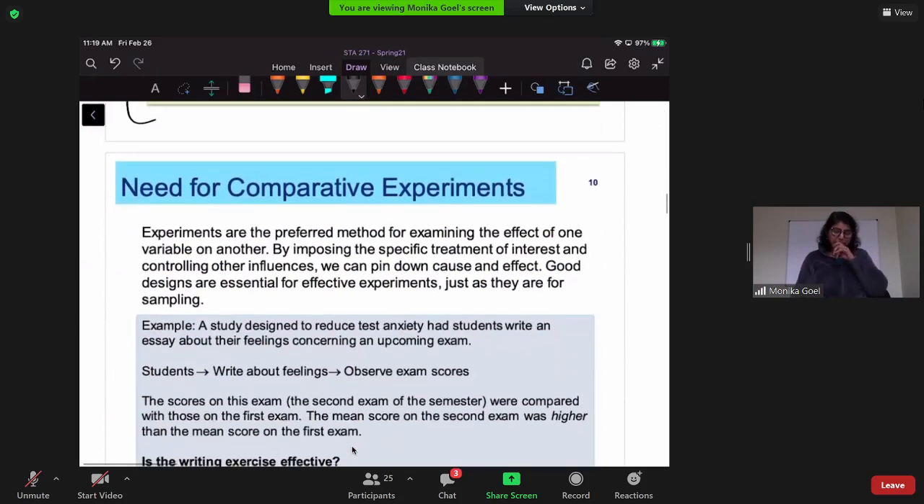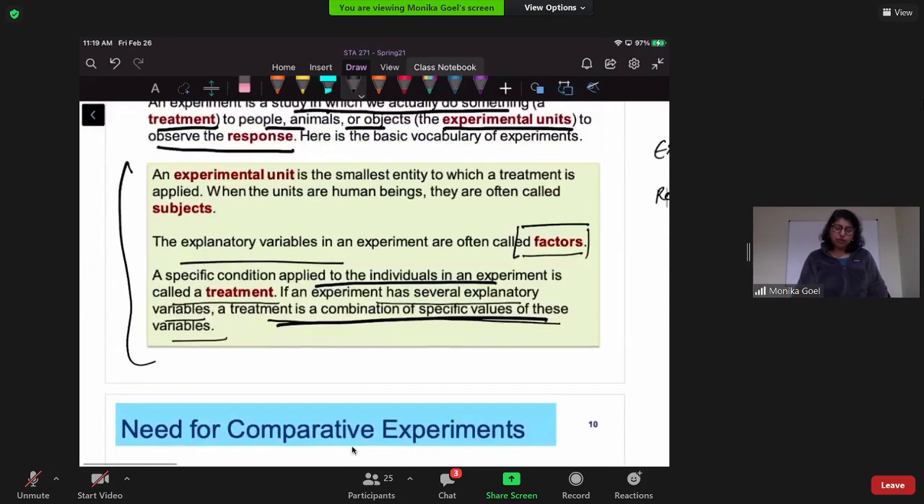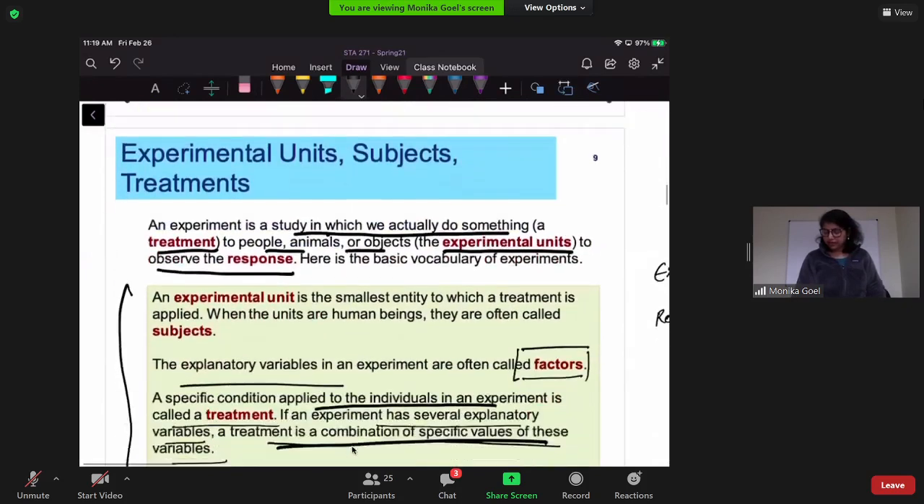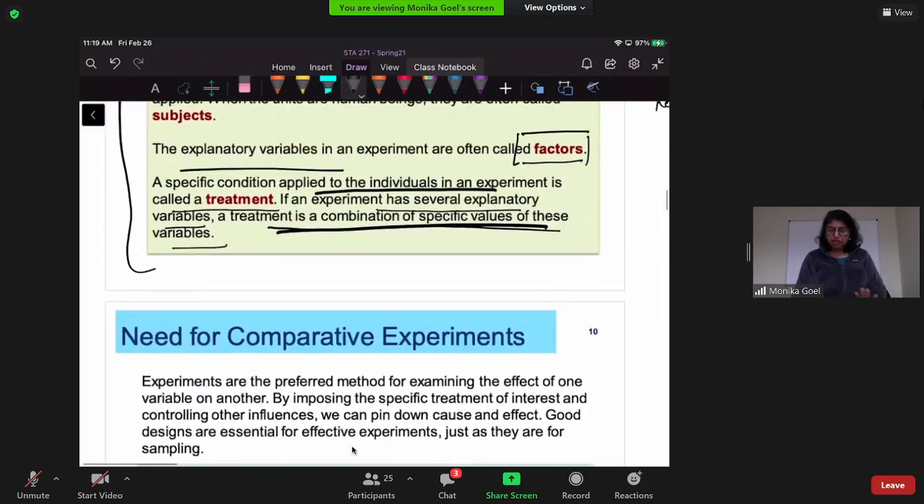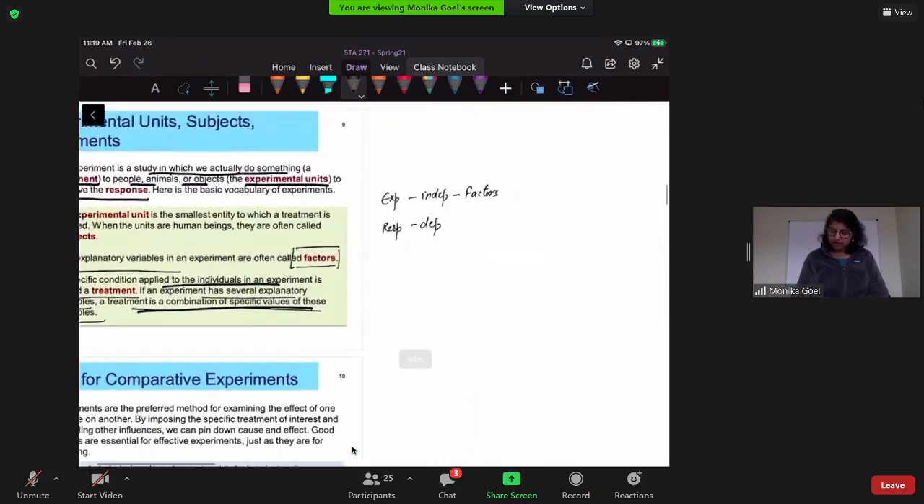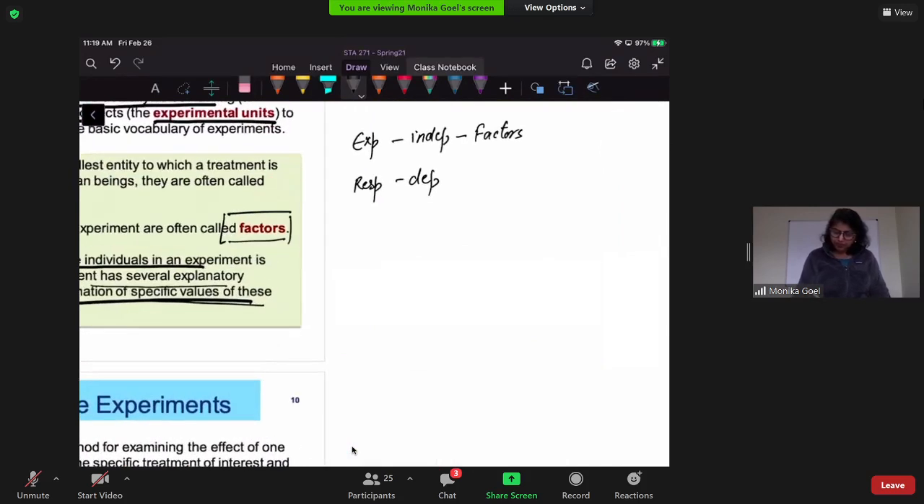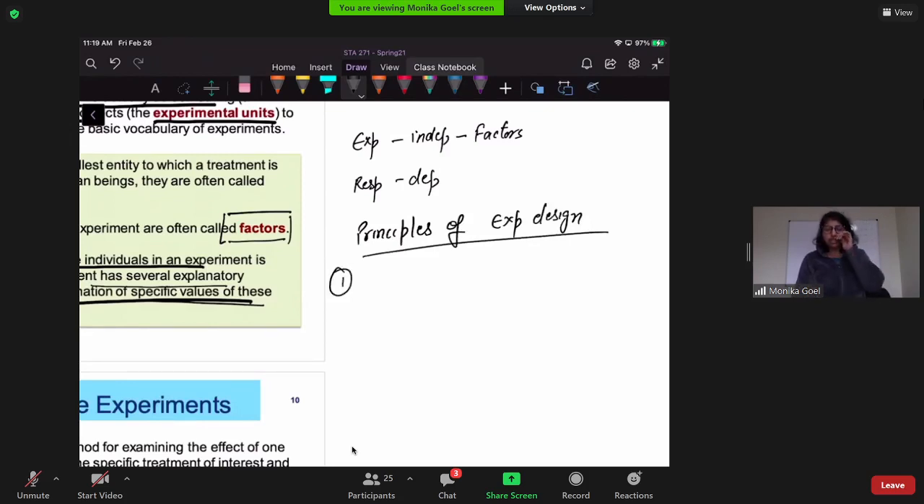Now, the need for comparative experiments. So now we are going to talk about what a comparative experiment is. Before talking about this, let me just talk about principles for experimental design. When we work with experimental design, we look for three things. And these three things are very important because they help us understand why we are doing experimental design.